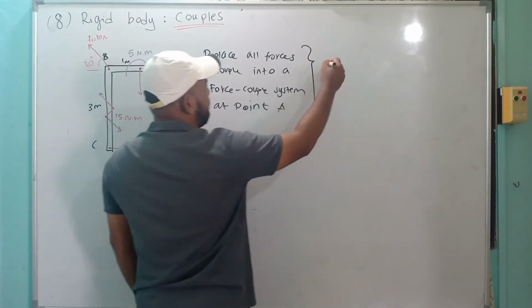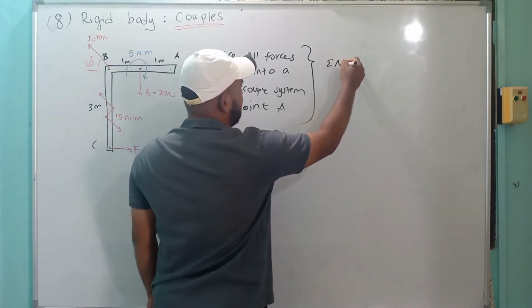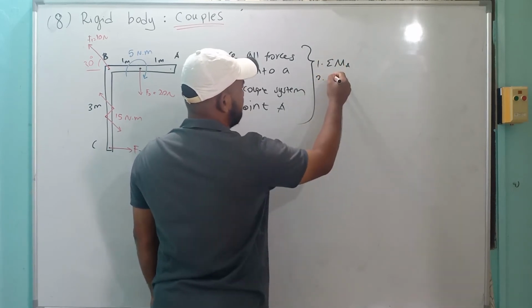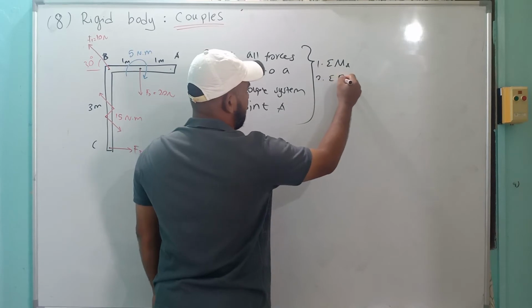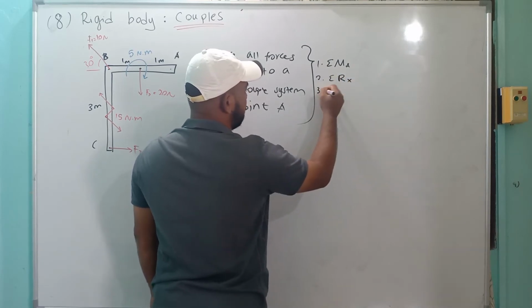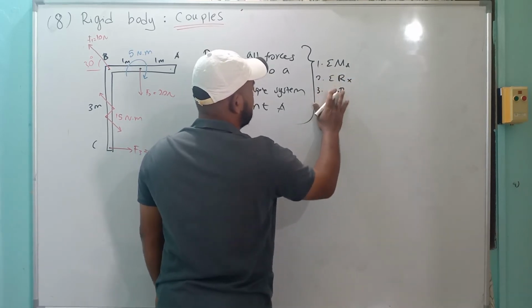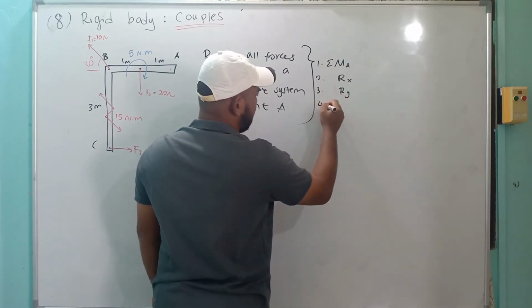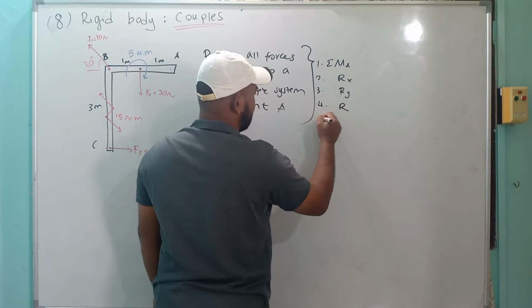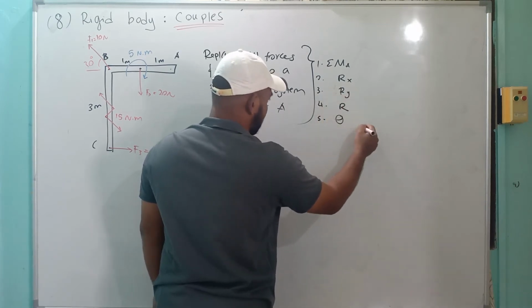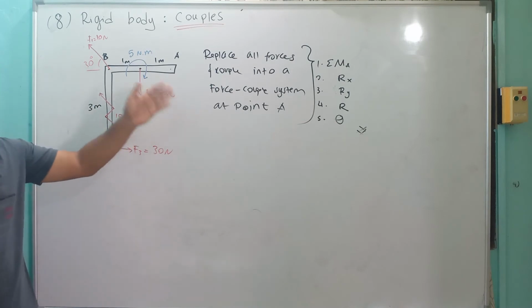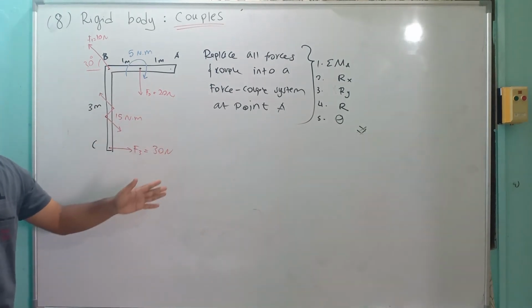Okay, so normally the simple steps that I will follow: the first one, I will create the sigma moment at point A. Second step is sigma Rx. Third one, sigma Ry, so Rx, Ry. And then the fourth one is R, and then the fifth one is theta. And then figure the answer. So you follow these steps: sigma moment, Rx, Ry, R, and theta.